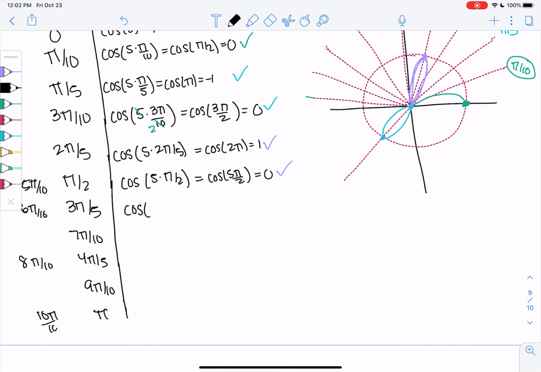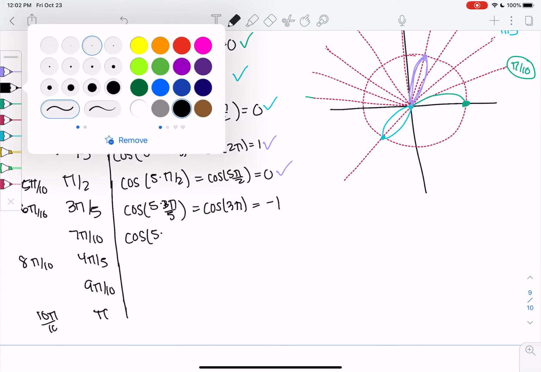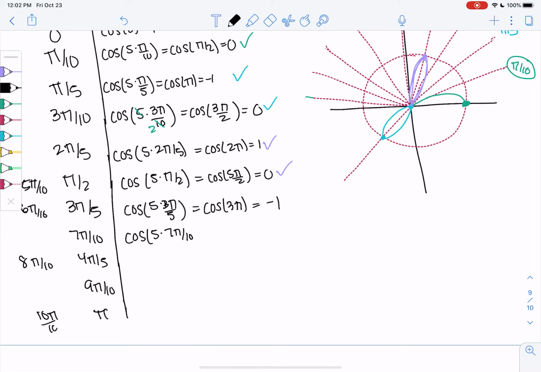But otherwise, for the 3 pi over 5, we get cosine of 3 pi, which is -1. For the 7 pi over 10, what is that? Cosine of 7 pi over 2, which is 0. Cosine of 5 times 4 pi over 5 is cosine of 4 pi, which is 1. You might be noticing it's making this nice pattern, 0, 1, -1, 0, so on.